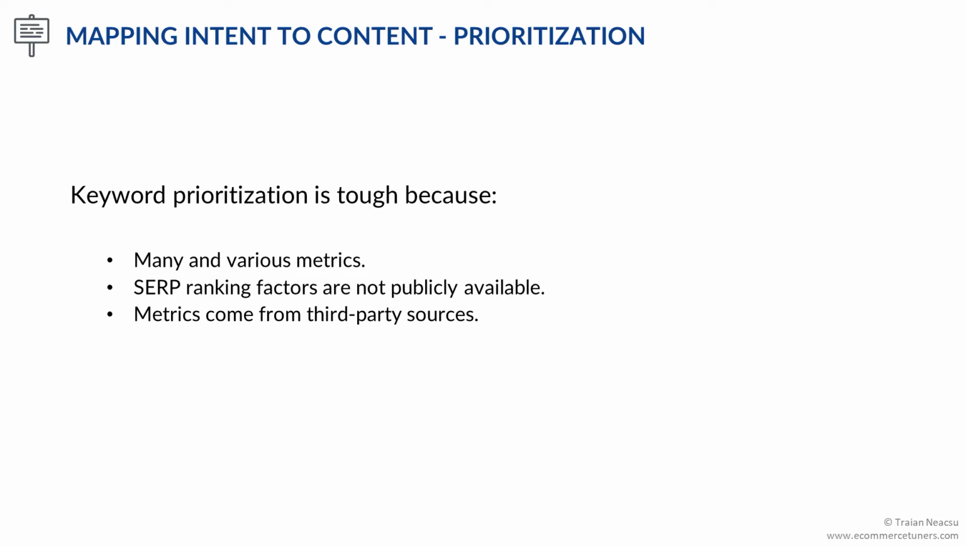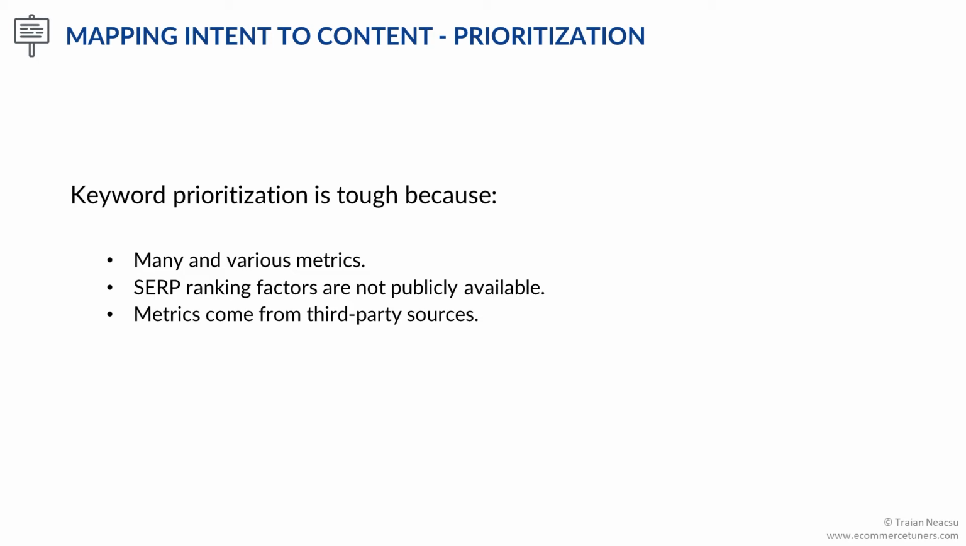Keyword prioritization is tough because you need to take into account many and various metrics. The SERP ranking factors are not publicly available, and several metrics, such as competitiveness, come from third-party sources, not directly from the search engines. Therefore, any keyword evaluation model based on ranking factors and competitiveness metrics is subjective.